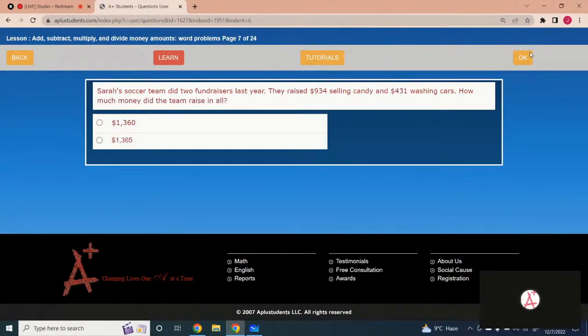Okay, Sarah's soccer team did 2 fundraisers last year. They raised $934 selling candy and $438 washing cars. How much did the team raise in all? So you have to calculate the total amount they raised. Got it? So you have to add them to calculate the total amount. Just add 934 and 431: 4 and 1 is 5, 3 and 3 is 6, and 9 and 4 is 13. It would be 1365. Got it? So just select the correct option and click on the OK button.